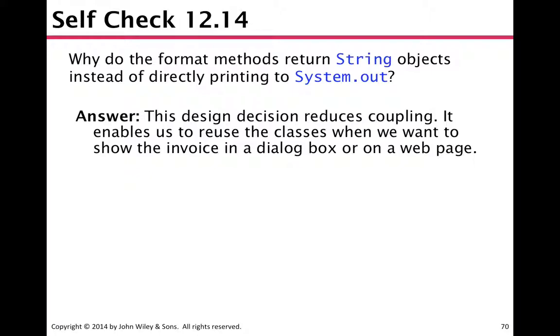So why do the format methods return string objects instead of directly printing? It's a dependency. System.out is a PrintStream object, so to minimize the dependency, just return the string object. And also by doing so, you can use this code even if console I/O is not available.